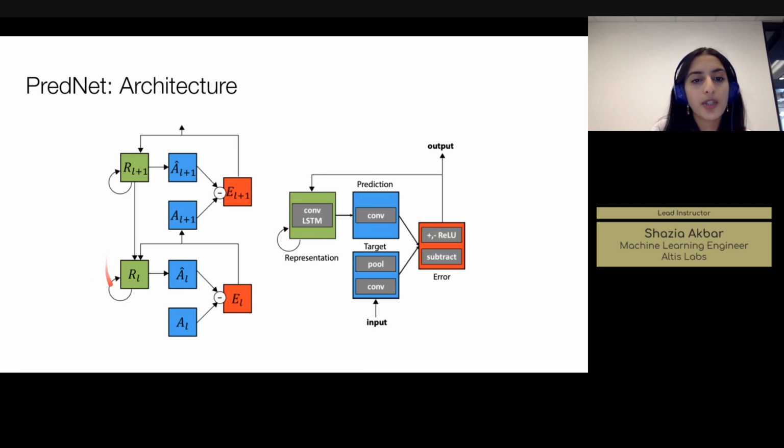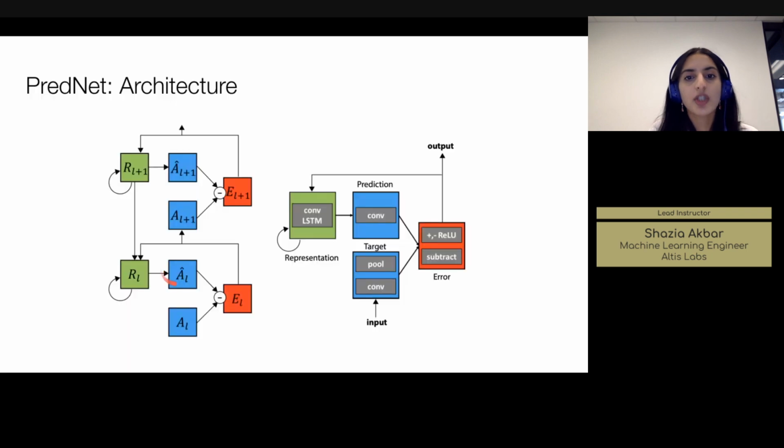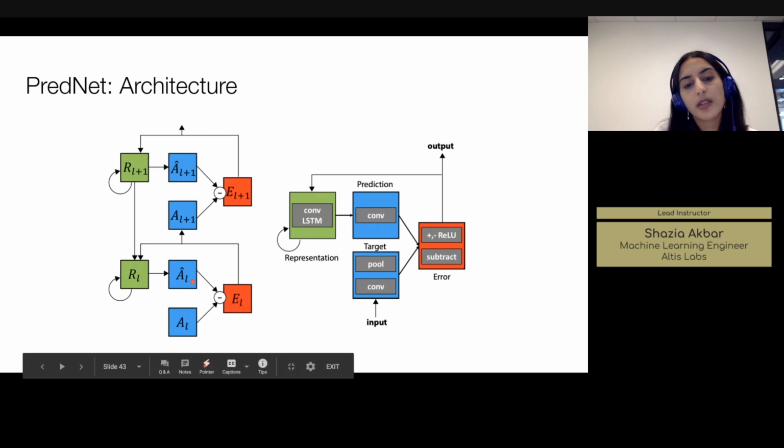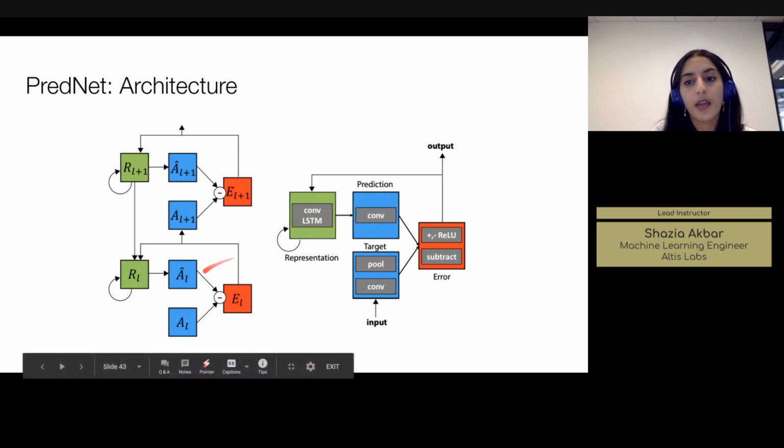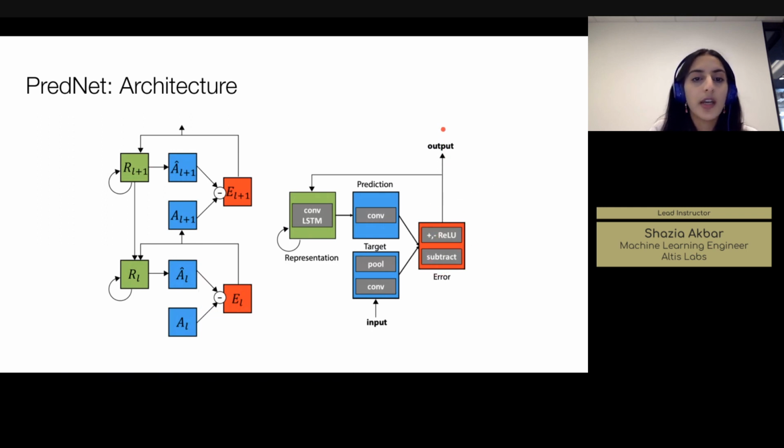And the output from this generative model is a prediction, or a generated frame, of what it expects it to look like based on what it's learned so far. And then that prediction is compared with the actual frame itself, and the difference is noted down and fed through this ReLU and subtract operation. And then that gets fed into the next time component, so AL+1. And again, the process repeats until it goes into the next frame, and so on and so forth.